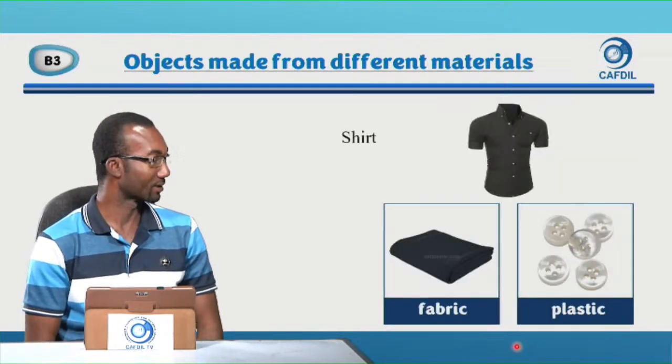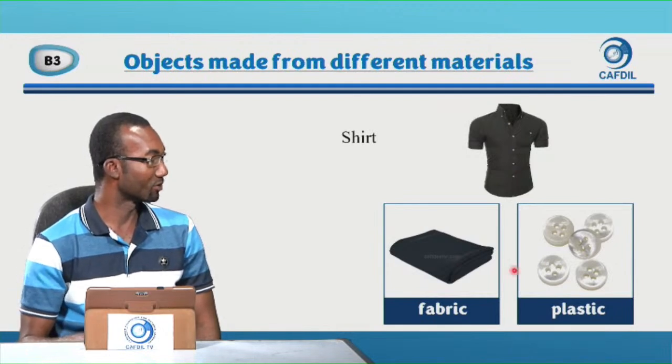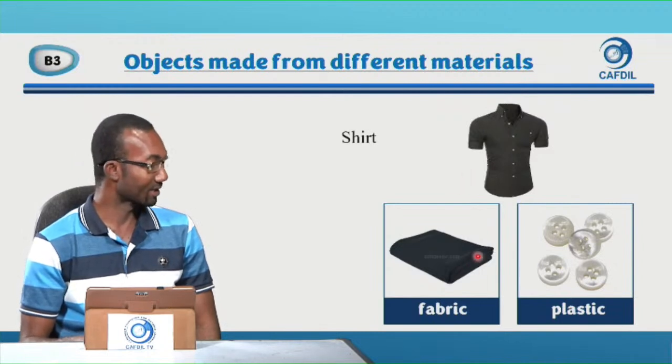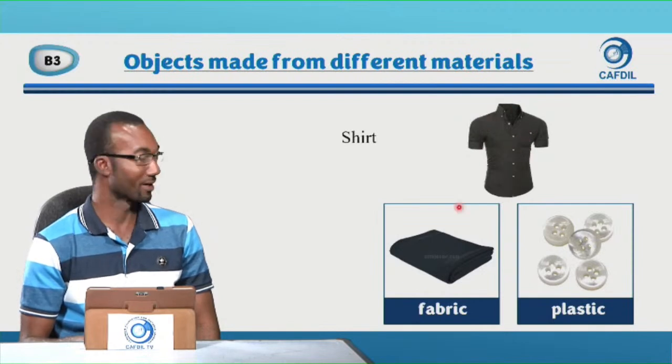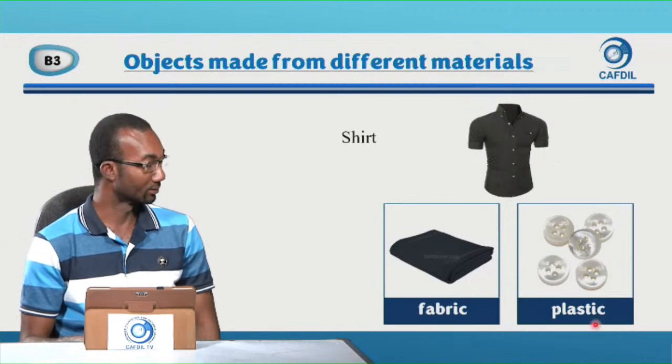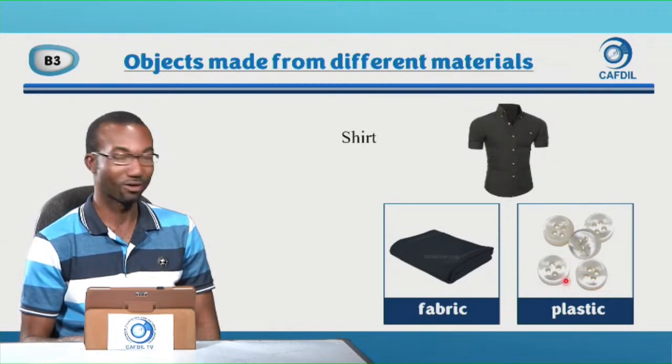We also have shirts. Look at this beautiful shirt here. The shirt was made with what? Fabric. And the buttons are made of plastic. So the shirt is also an object made from different materials, fabric and plastic. The fabric can be made of cotton or even wool. And then the buttons are made of plastic.